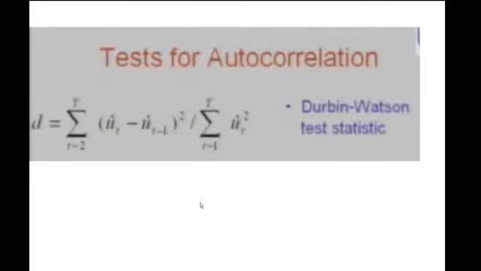There's something called the Durbin-Watson test statistic, which tests for the existence of autocorrelation. That's not a function that you can get out of Excel. You'd have to make it yourself. It's not that hard to make, but it's not pre-built as one of Excel's functions. Some other software does have it.